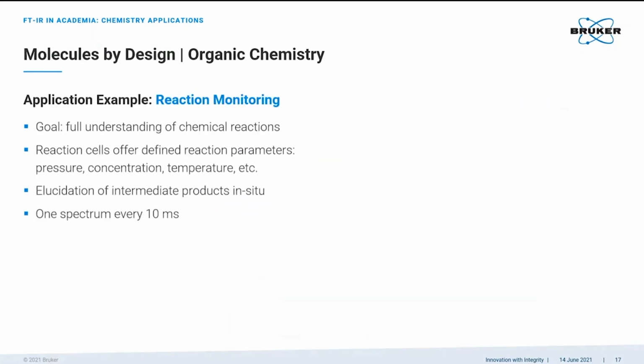Whenever it should go beyond the simple "is my reaction done?" by means of reaction control, you can have an overall and real-time observation of all reaction steps using FTIR reaction monitoring. This enables you to fully understand the chemical reaction, including elucidation of intermediate products. To follow fast chemical processes, one spectrum can be recorded within 10 milliseconds. To be precise, over 110 spectra per second are achievable.